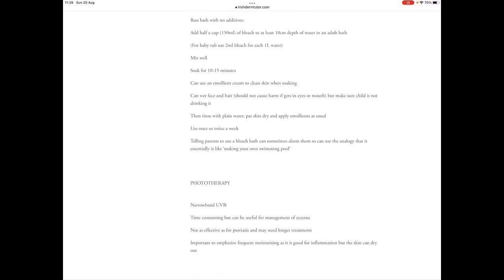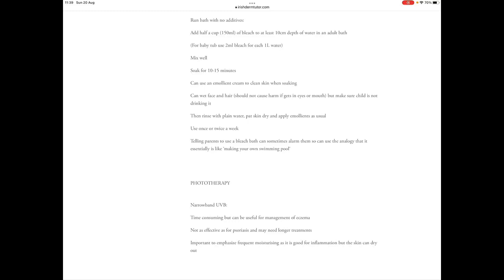And really you want to run a bath with no additives, and then you add half a cup of bleach to at least 10 centimeter depth of water in an adult bath. And for a baby tub, you use about 2 mils of bleach for each litre of water. You then want to mix this very well, and you soak the person in it for 10 to 15 minutes.